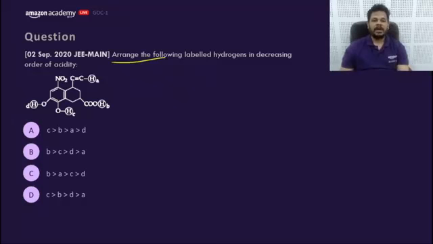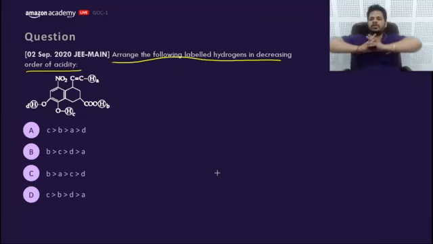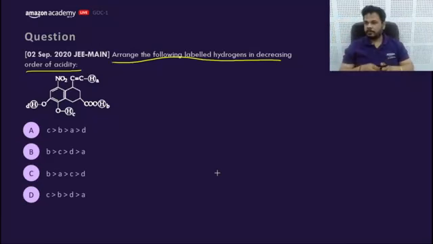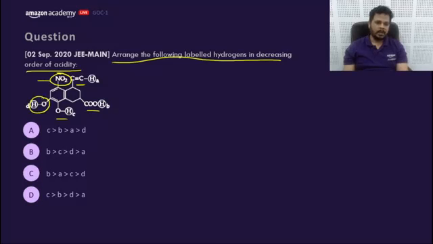Last, we are talking about arranging the following labeled hydrogens in decreasing order of stability. This is the last question, guys. Please make it correct so that I can go with peace in my mind. Order of acidity, yes my dear friend, order of acidity. This is carboxylic acid, this is OH which is having NO2 at the para position, this has OH having NO2 at the meta position, and this is carbon triple bond carbon.